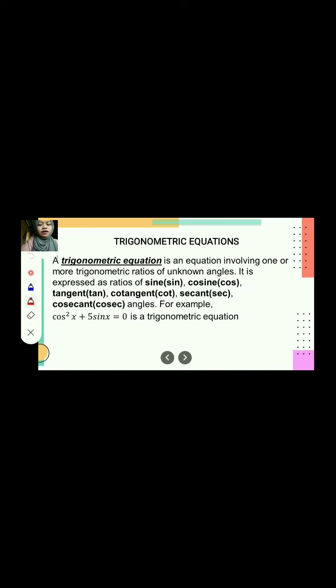So, trigonometric equations. A trigonometric equation is an equation involving one or more trigonometric ratios of unknown angles. It is expressed as ratios of sine, cosine, tangent, cotangent, secant, and cosecant angles. So here's an example of a trigonometric equation. Cosine squared x plus 5 sine x equals 0 is a trigonometric equation.